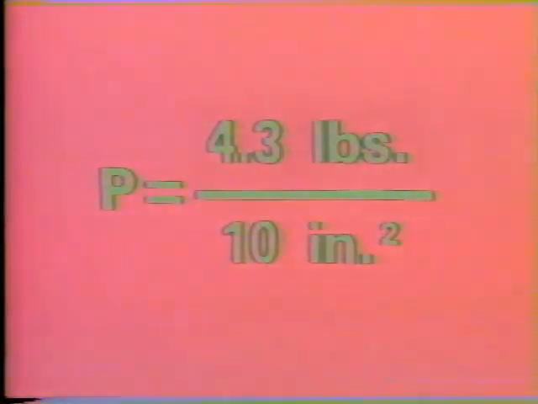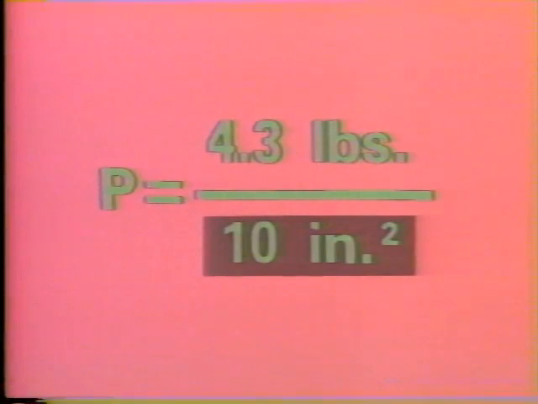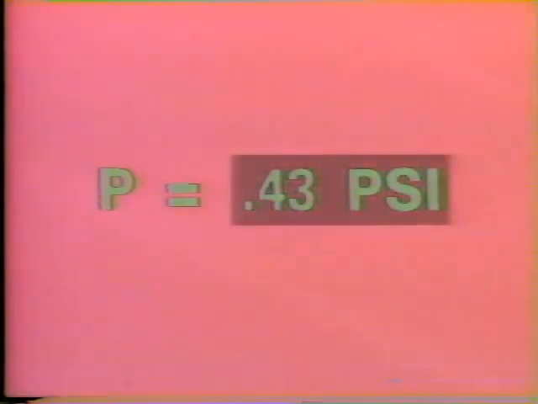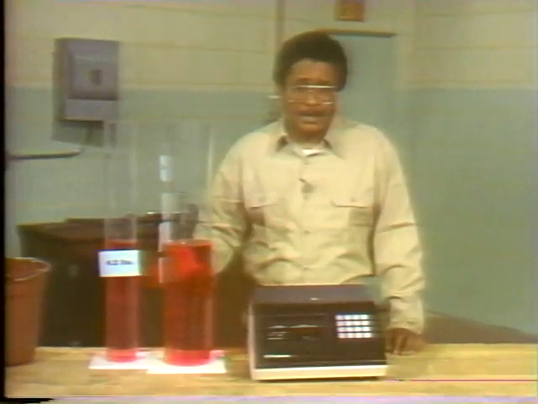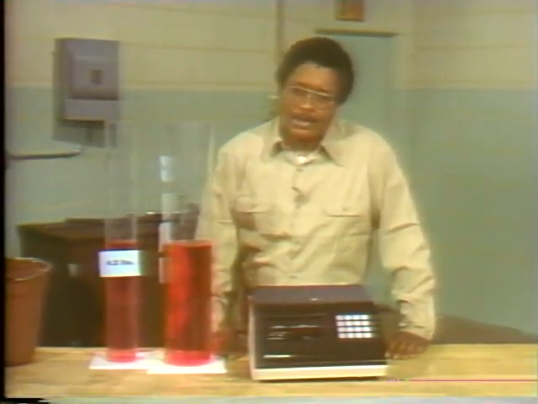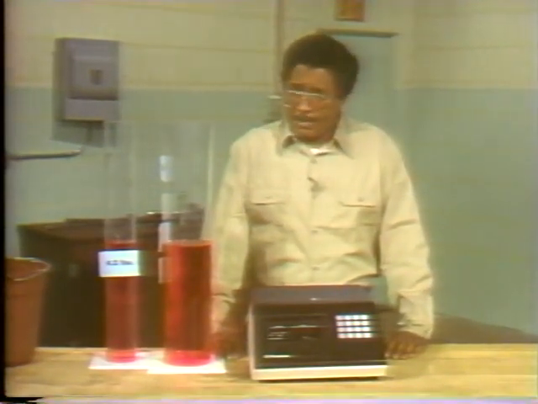If we plug these figures into our formula, we get the force, which is 4.3 pounds, divided by the area, which is 10 square inches. Again, we do the math and find that pressure in this container is equal to 0.43 pounds per square inch. The pressure at the bottom of each container is the same, even though both containers are different in size and volume. From this, we know that pressure does not depend on the size or volume of a container.